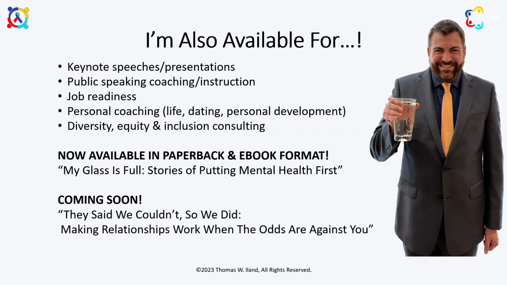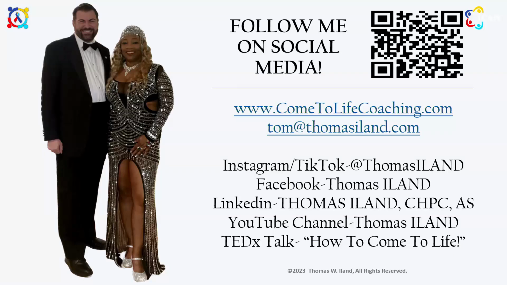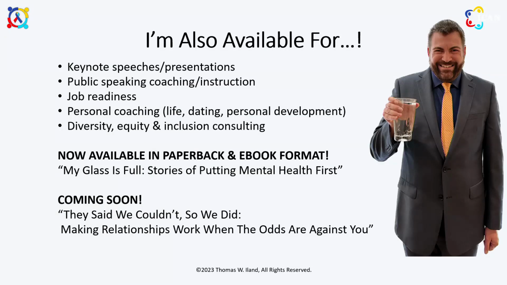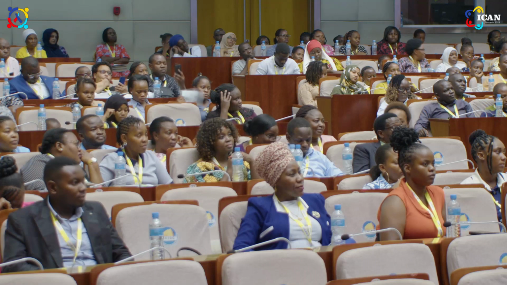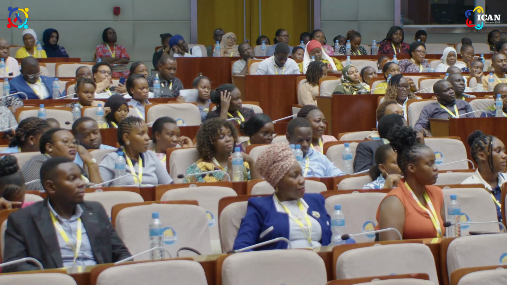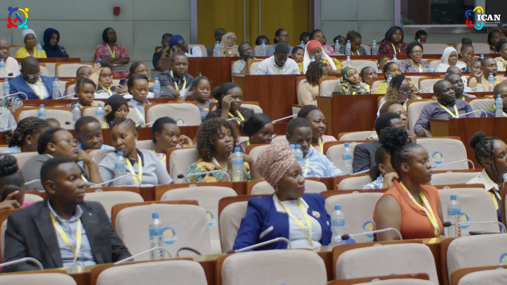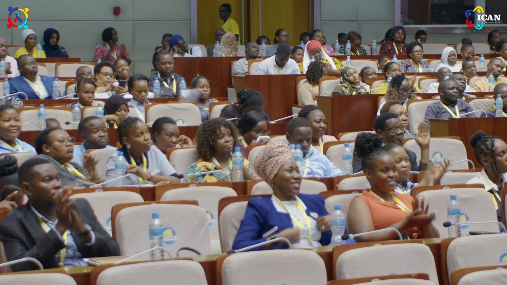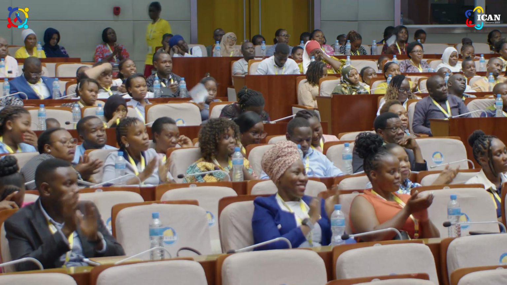And my fiance and I are actually writing another book. Oh, go back one slide. My fiance and I are writing a book called They Said We Couldn't, So We Did. Making relationships work when the odds are against you. Because I do believe we have a story to tell. Our struggles, our successes are going to help see that people on the autism spectrum can and do get married and have relationships that last a lifetime. Raise your hand if you want that for your young person.